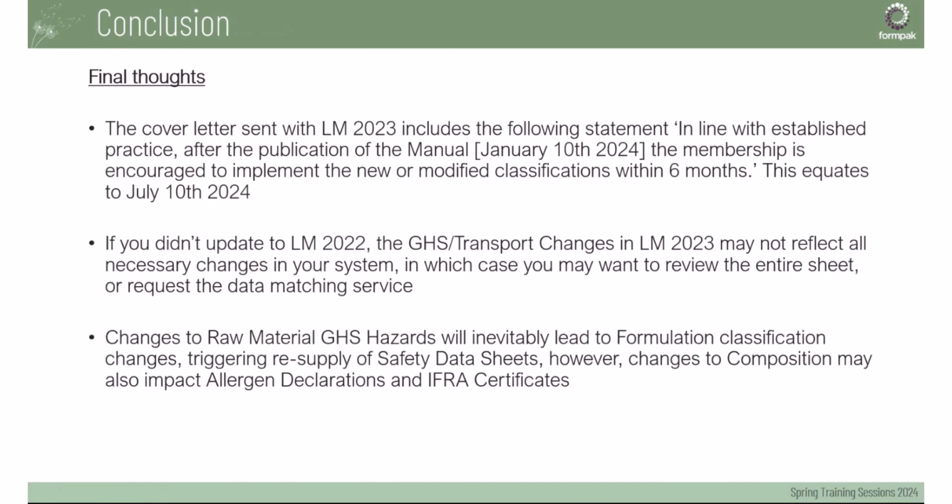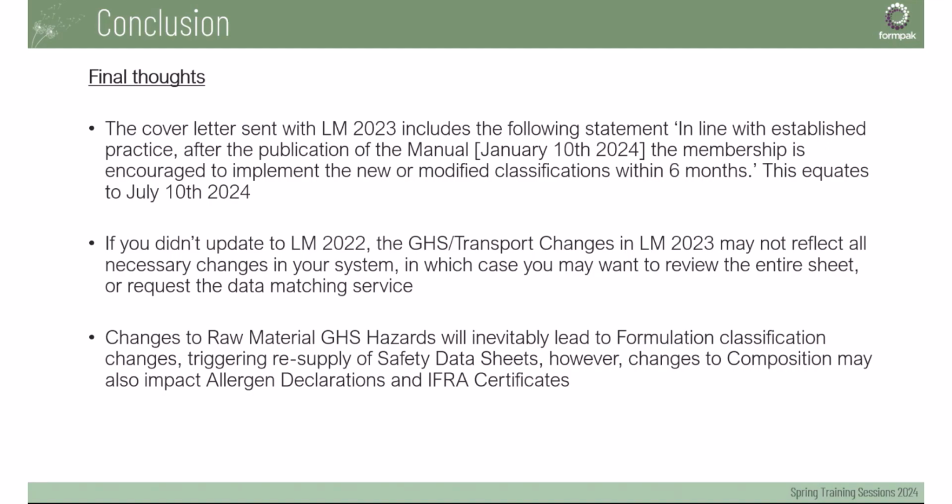So a few final thoughts. The cover letter sent with the Labelling Manual 2023 includes the statement: in line with established practice, after the publication of the manual, the membership is encouraged to implement the new or modified classifications within 6 months. Whilst there's no legal obligation to use labelling manual data, the fact that you have data and intend to use it means you should probably get it done within 6 months. So this equates to July the 10th this year.